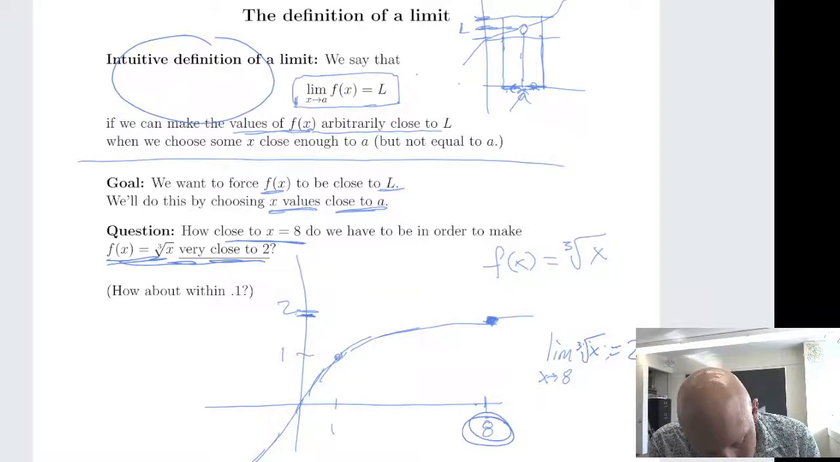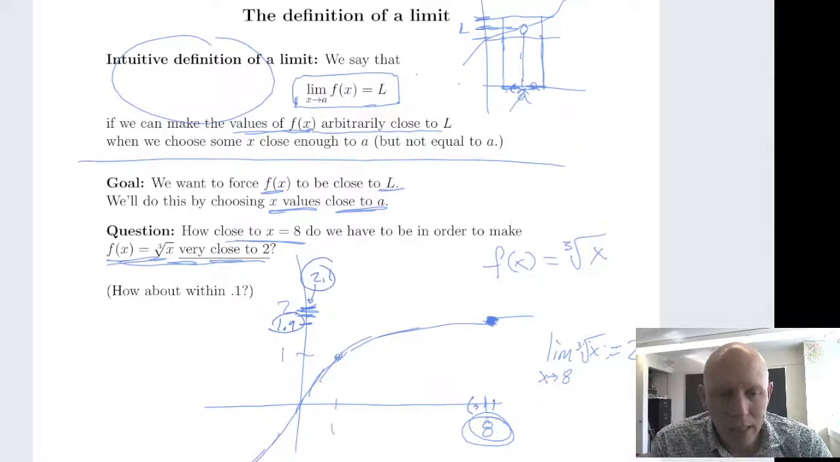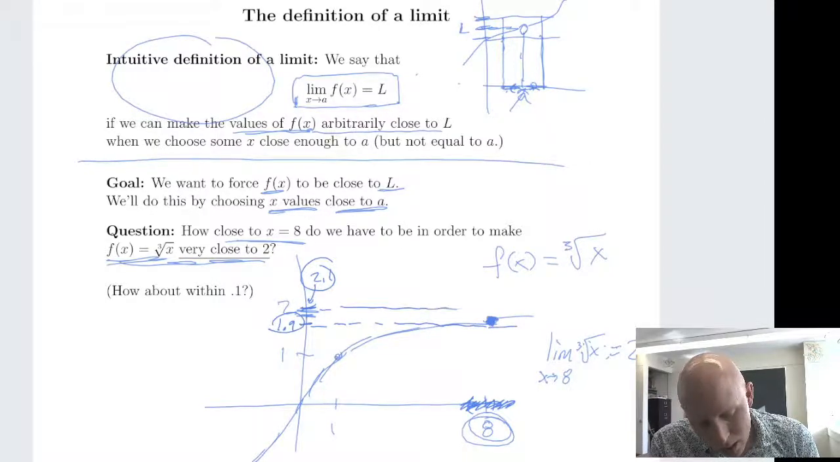What we're saying is we're going to get really, really close to 2. So let's say we're within 0.1 of 2. So what if we're between 1.9 and 2.1? Can we make sure that the function values near 8 stay between 1.9 and 2.1? That's our question. How do we ensure this? What window of numbers down here will make sure that we stay between 1.9 and 2.1?